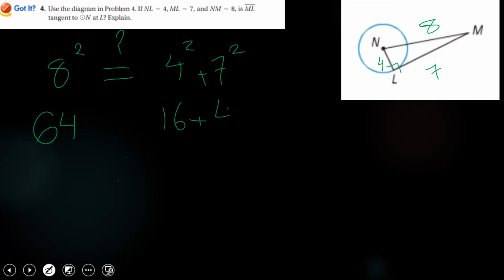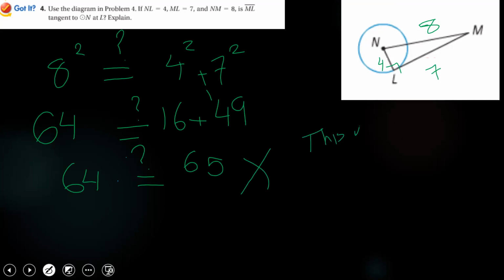So NL is 4, ML is 7, and NM is 8. This is the right angle. Now we have to see if 8 squared equals 4 squared plus 7 squared. Let's see. 64. 16 plus 49. Now add them: 65. Is 64 equal to 65? No. So this is not a right triangle.